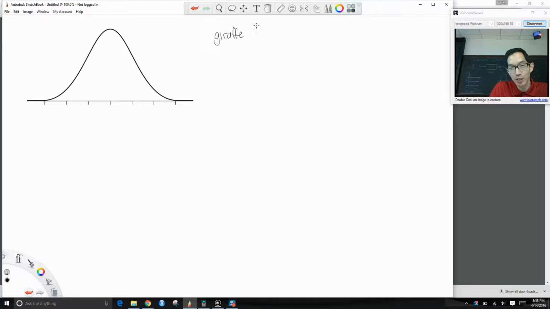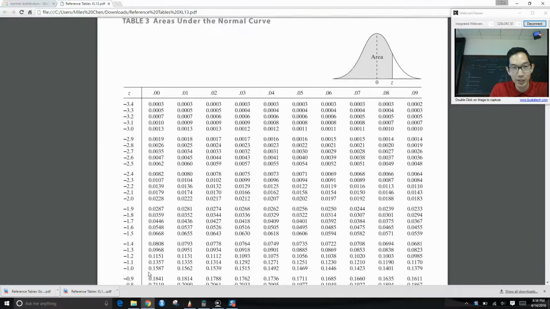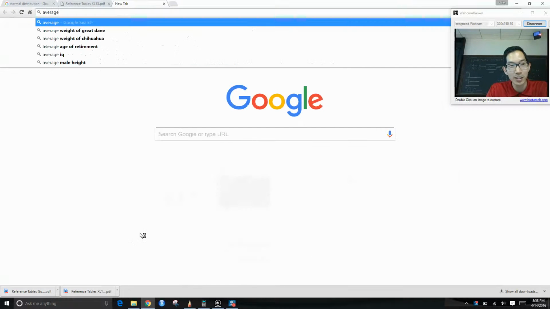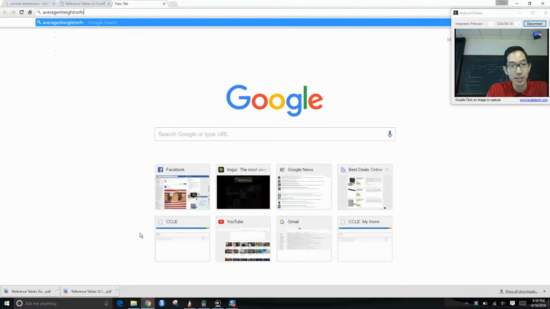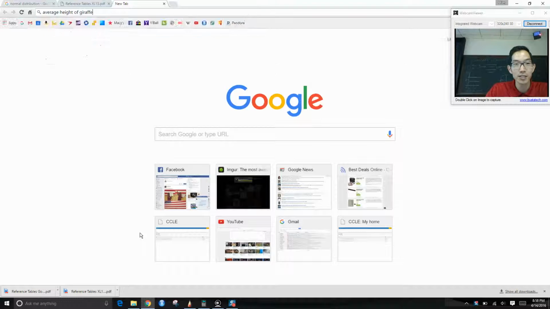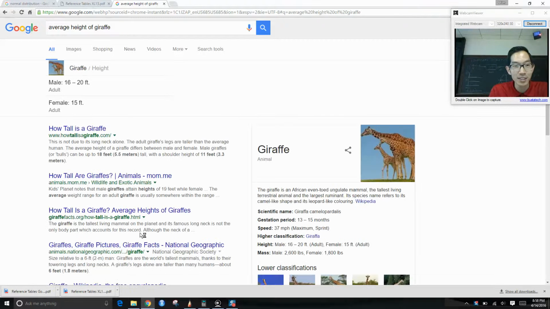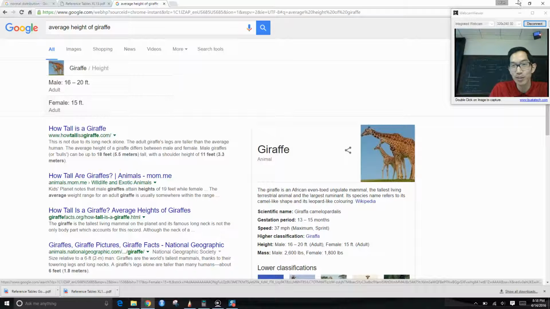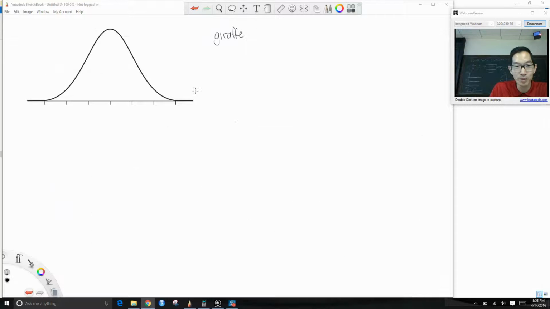How tall is a giraffe? Average height of a giraffe? It's got to be like 20 feet. Okay, 16 to 20 feet, female 15. Okay, so we'll deal with a female giraffe, just because it said there was only one number.